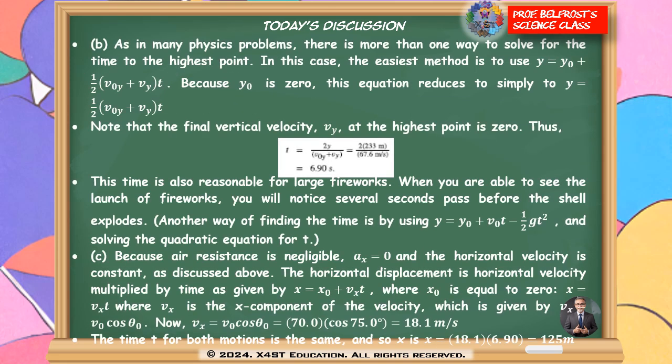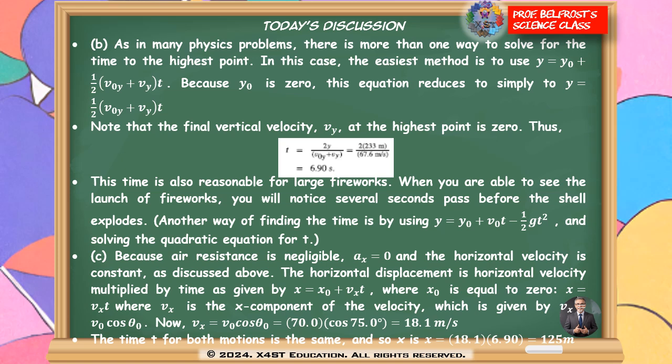To solve point B, we make use of this formula here: y equals y0 plus half times the sum of v0y and vy, times t. So we just need to rearrange it and create the new formula, which is t equals 2y divided by the sum of v0y and vy, and it gives us that t is 6.90 seconds. This is the time before the firework explodes.